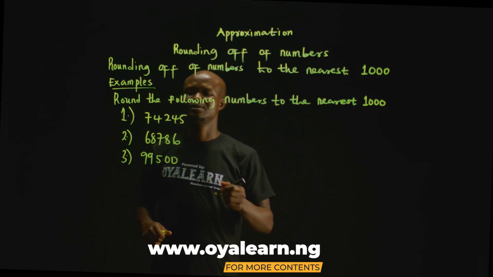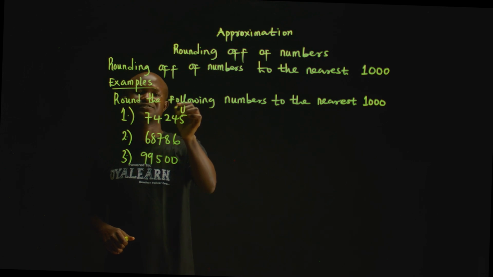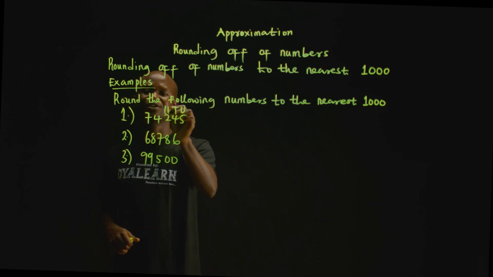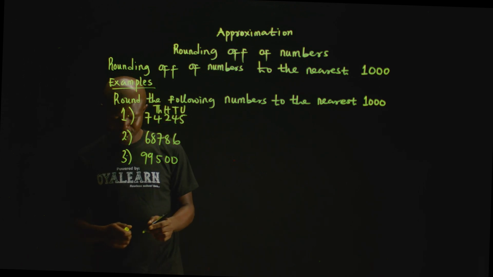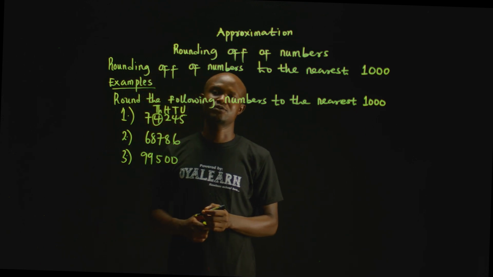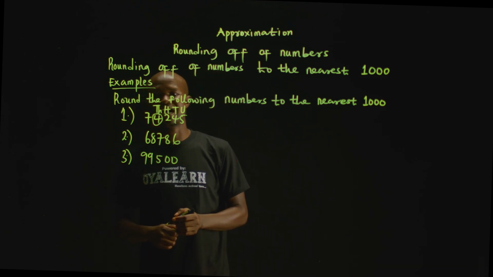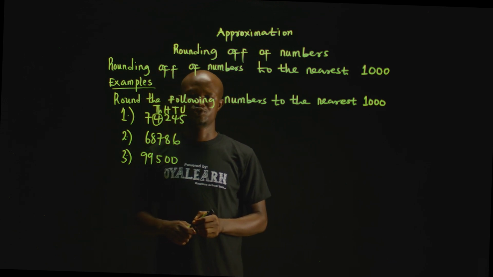74,245. Let's apply units from the back. We have tens, we have 100, and we have here 1000. Now, where do we have TH? TH is on top of what? 4. And what is the number after 4? The number after 4 is just 2.